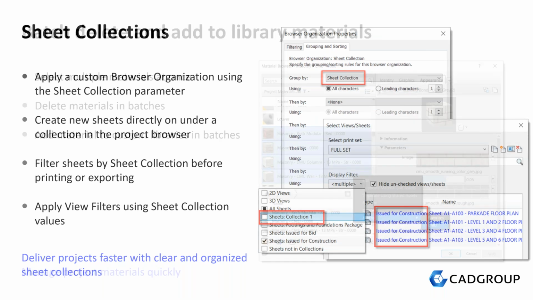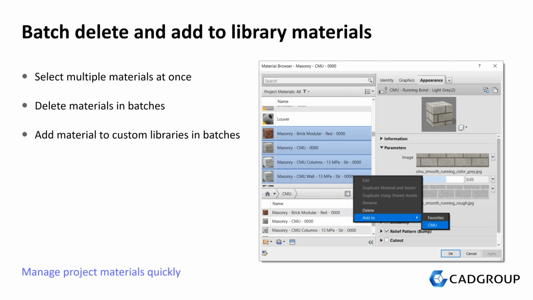So batch delete and add to library materials. Users can manage library materials more easily than in previous versions of Revit. To manage multiple project materials, simply select them and right-click to choose between deleting them from your model or adding them to a custom library. So it will quickly manage project materials.